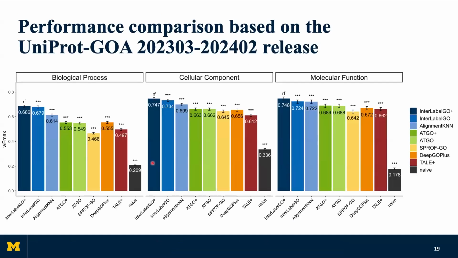And here is the performance comparison of InterLabelGO with other state-of-the-art methods on our test set. As you can see, InterLabelGO performs best in all three aspects, followed by our alignment template-based method. And the combination of these two methods always gets a better result compared to a single component.